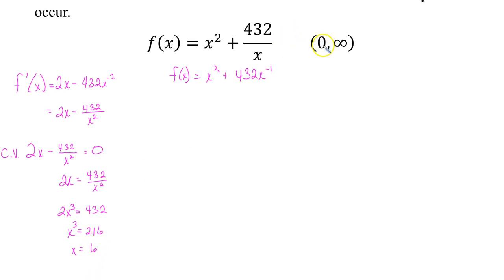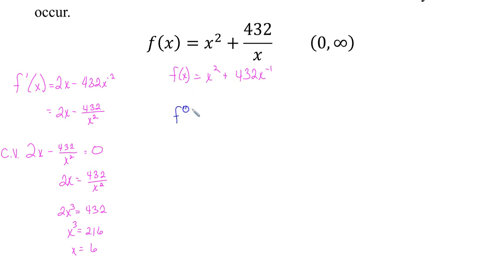Is 6 on the interval from 0 to infinity? Yes, it actually is. So in this case, we don't have to check the endpoint of 0. We simply need to find out what's happening at x is equal to 6. So we can either put this on a number line, our first derivative number line, or if you recall, we can actually use our second derivative to find this out.